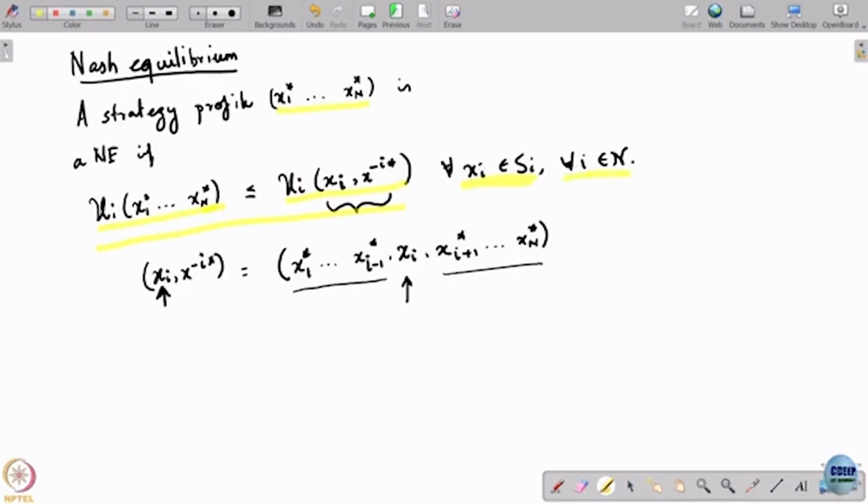So every player i prefers to stick to his starred strategy, provided the others do not deviate from their own starred values. So no player has an incentive to deviate from his strategy from the profile, provided no one else deviates from their own strategy in the profile. Okay. So this is called the Nash equilibrium.